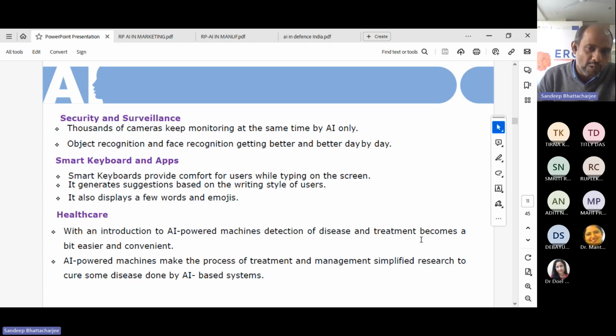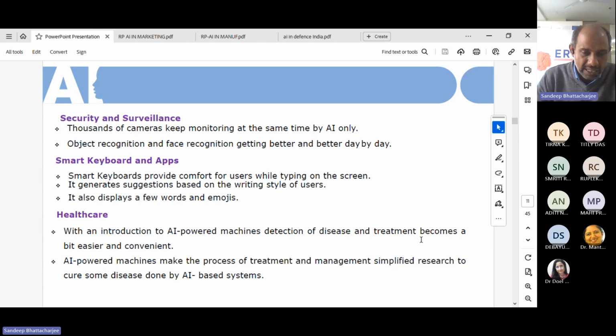Then you have got smart keyboards and apps. Smart keyboards provide comfort for users while typing on the screen. They generate suggestions based on the writing style of the users. They also display a few words and emojis, right? So these kinds of facilities are available in today's smart concept, of course.